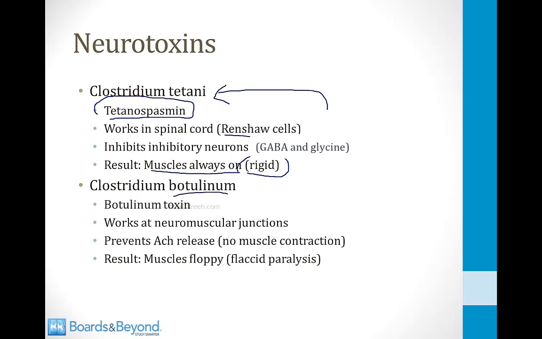Clostridium botulinum, on the other hand, makes botulinum toxin, which works at neuromuscular junctions, and it prevents acetylcholine release. So those vesicles can't dock and release acetylcholine, and therefore you get no muscle contraction. So in contrast to tetanus, botulism causes floppy muscles and a flaccid paralysis. And I talk in detail about both of these bacteria in the module on gram-positive bugs.